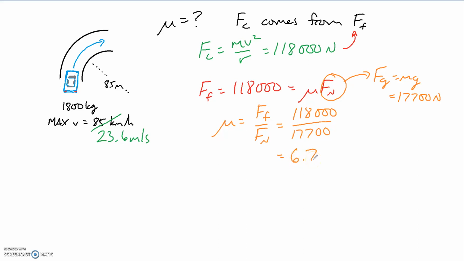And of course, there's no units with the coefficient of friction. It's force divided by force. The newtons cancel out.